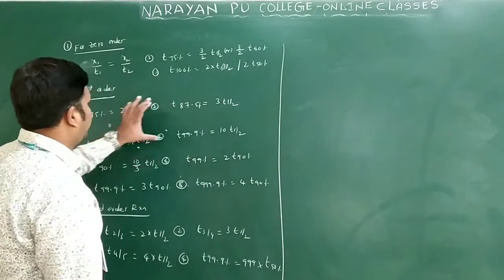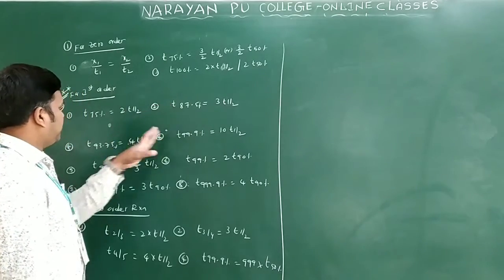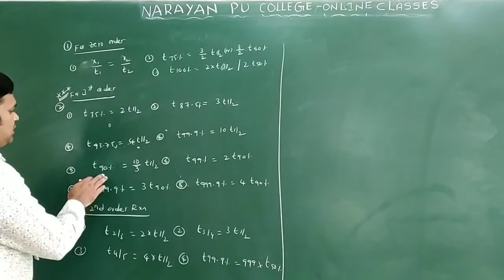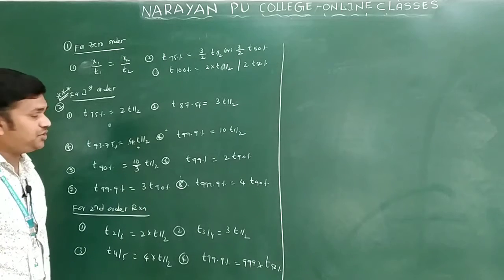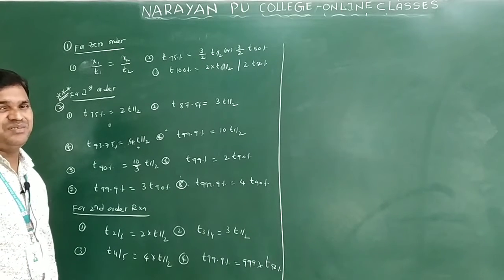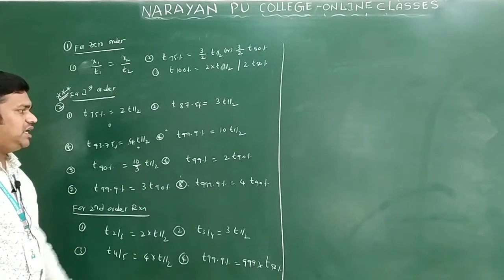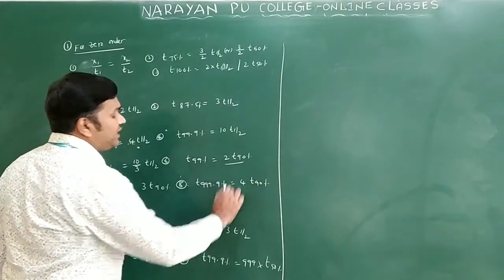I will show here how these 1, 2, 3 come. I will tell that one. Clear? Next, T 90% is equal to 10 by 3 into T of. 10 by 3 is what here? 3.33 into T of. T 99% is equal to 2 into T 90%.